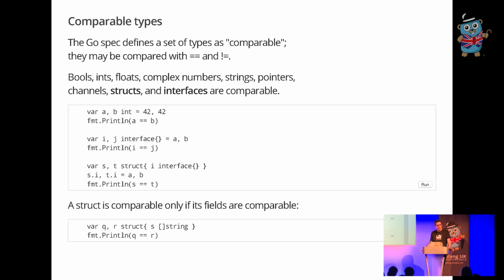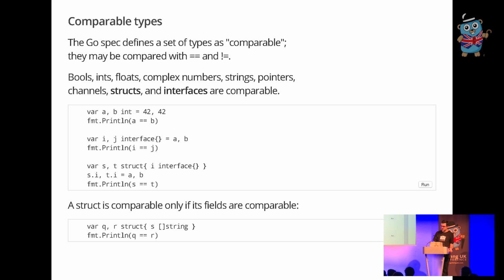I want to talk about comparable types. So who here knows what the notion of comparability is in Go? All right, so good. Hopefully learning something. So the Go spec actually defines comparable as a concept. And basically any Go type that is comparable with equals or not equals is comparable.